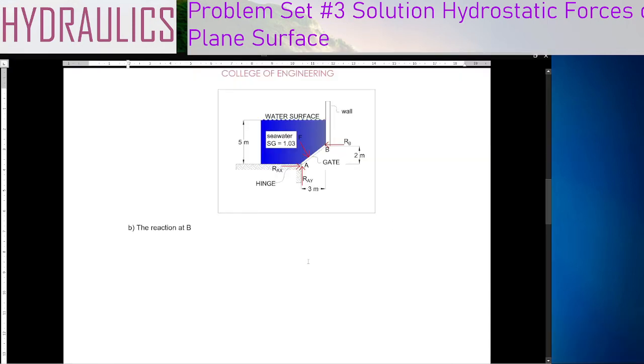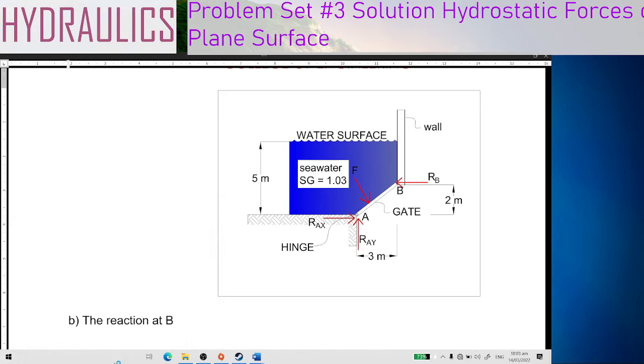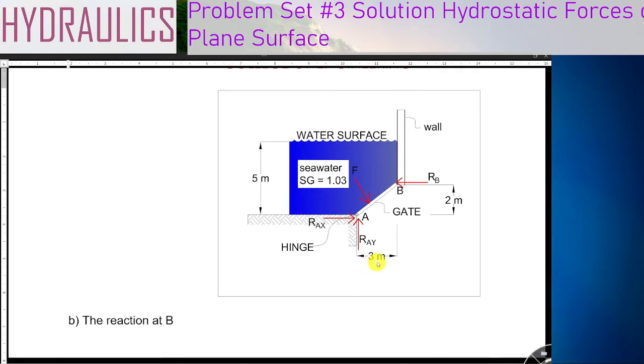Okay, letter B naman, ang hinahanap kasi natin is the reaction at B. So, zoom ko nang konti. Ayan. Itong kulay red na nakikita nyo. Ay, wait lang. Yung pointer ko nawawala. Ayan, so, the reaction at B here at the smooth wall. So, nagkaroon kasi siya ng reaction dyan. So, hanapin natin yon.